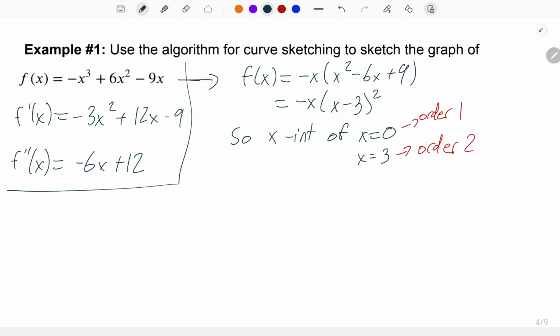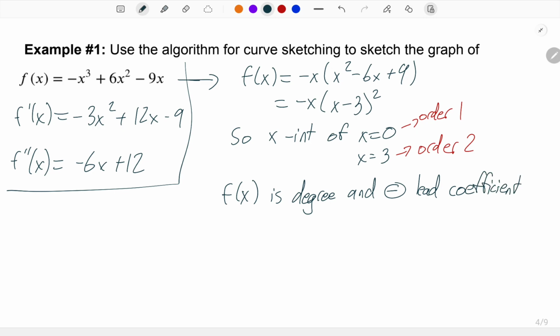Other information that we would have used regularly is what's the degree of the polynomial, what quadrants is it going between. So f of x is degree 3, and it has a negative lead coefficient. So it's going to be ending going towards negative infinity because of that negative lead coefficient. And so it's going to go from quadrant 2 to quadrant 4.